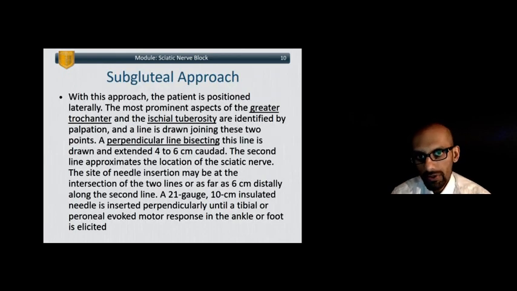There's a subgluteal approach, which is rather popular because the nerve is relatively superficial when you're blocking it this way. The most prominent aspects of the greater trochanter and the ischial tuberosity are identified by palpation. A line is drawn joining these 2 points. A perpendicular line bisecting this is drawn and extended down several centimeters. The second line approximates the location of the sciatic nerve. The site of needle insertion may be at the intersection of the 2 lines or as far as 6 centimeters distally. You can go anywhere along this axis. And certainly, if you're using ultrasound guidance, you can see the nerve under direct visualization.